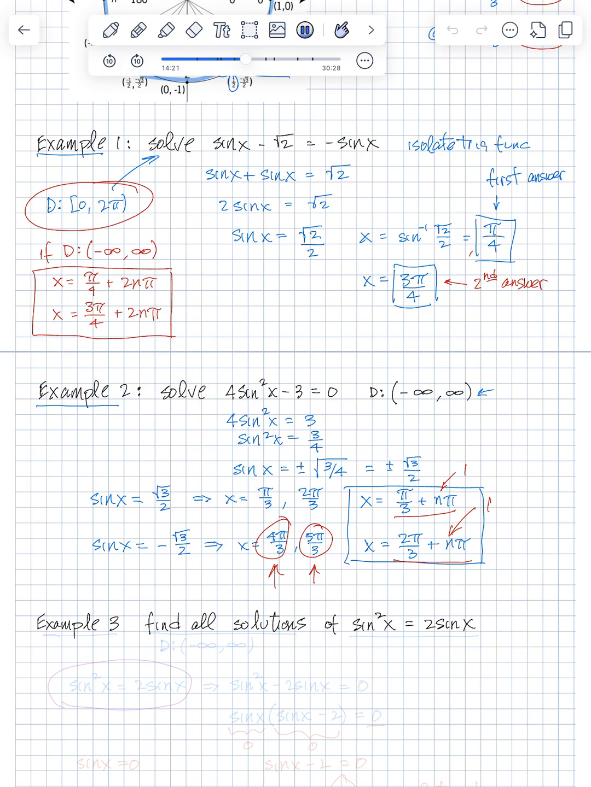Okay, example 3. Find all solutions of sine squared x equals 2 sine x. Well, when it says find all solutions, that's another way of saying that the domain is from negative infinity to infinity.